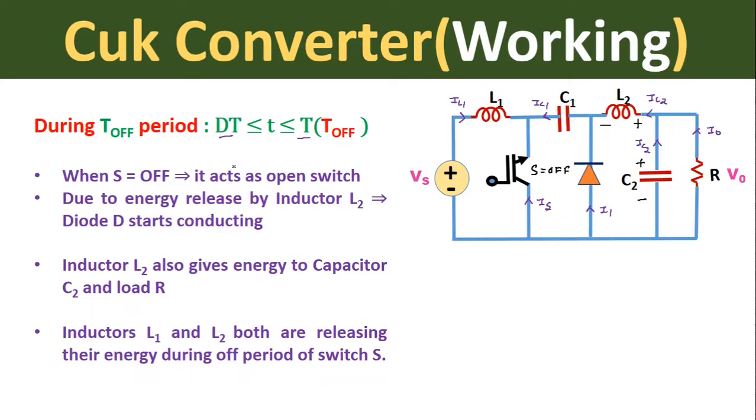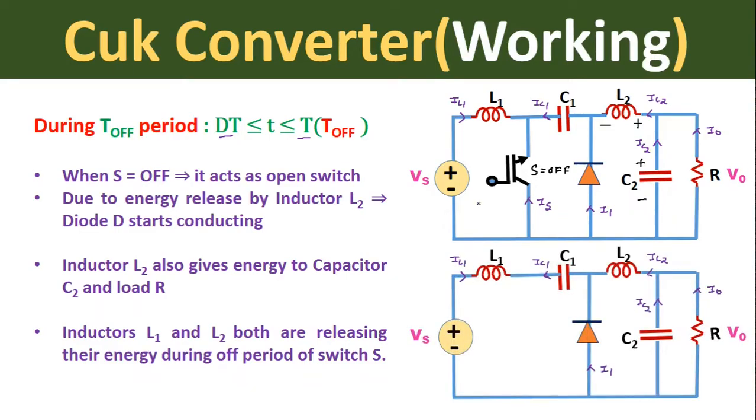So during the off period of the switch, what happens? This switch goes into the off condition and it will act as open circuit, as you can see in this circuit diagram. Now due to the energy stored in this inductor, what happens? This diode D goes into the on condition and starts conducting the current. So this is the circuit diagram during the off period of the switch.